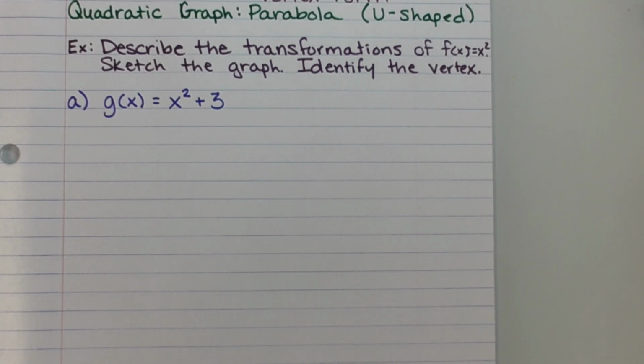g of x equals x squared plus 3. Now, I have zeroed out in my mind that there are many of you that can tell me exactly what the transformations are without having to go and look at the graph. But today, one of the things I do want to focus on is getting you to get those things in those graphs. So, we're going to grab out that graphing calculator.